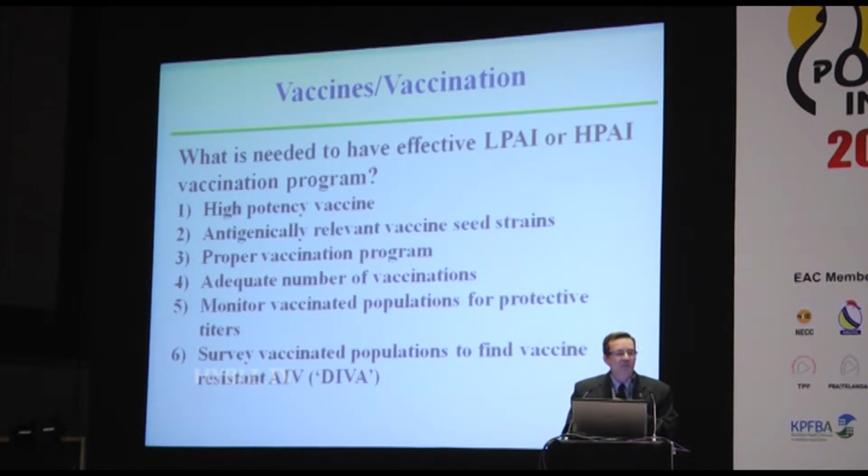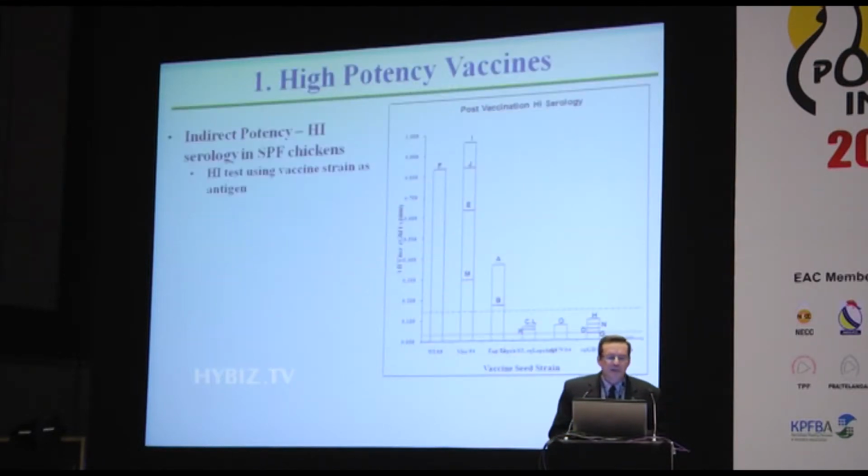You have to have adequate numbers of vaccinations to produce immunity in the poultry. You have to monitor vaccinated flocks to show they have protective titers. And finally, you have to survey vaccinated populations to find possible vaccine-resistant strains that are circulating so you can change the vaccine to match that field virus. So just to give you a couple of examples of high-potency vaccines.